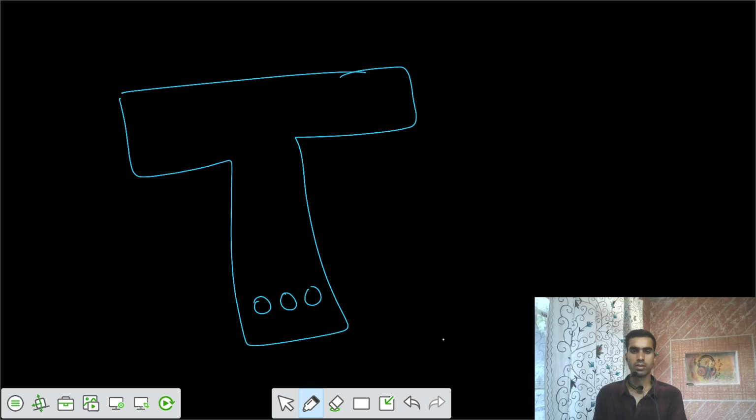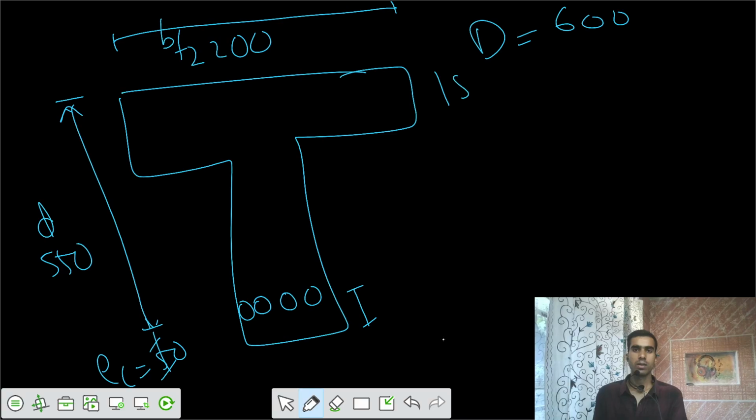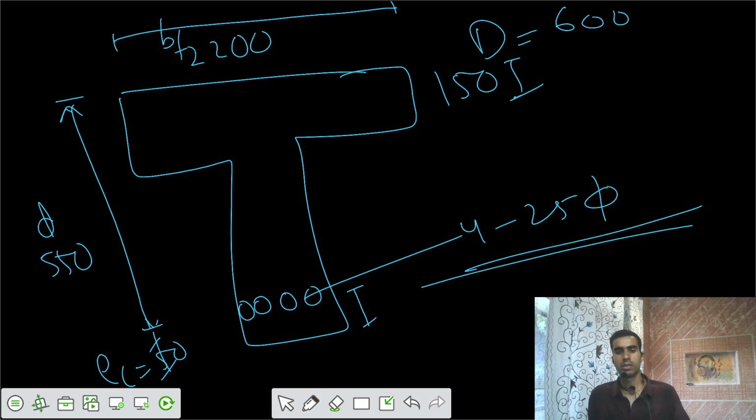So the final design here is we have 4 bars. We have these dimensions, which were already provided to you. The effective width we have is 2200, and we have small d equal to 550. We have effective cover EC equal to 50. Here we have total D equal to 600, the thickness of the slab is 150, and we are providing 4 number of bars, 25 diameter. This is your design of the section.